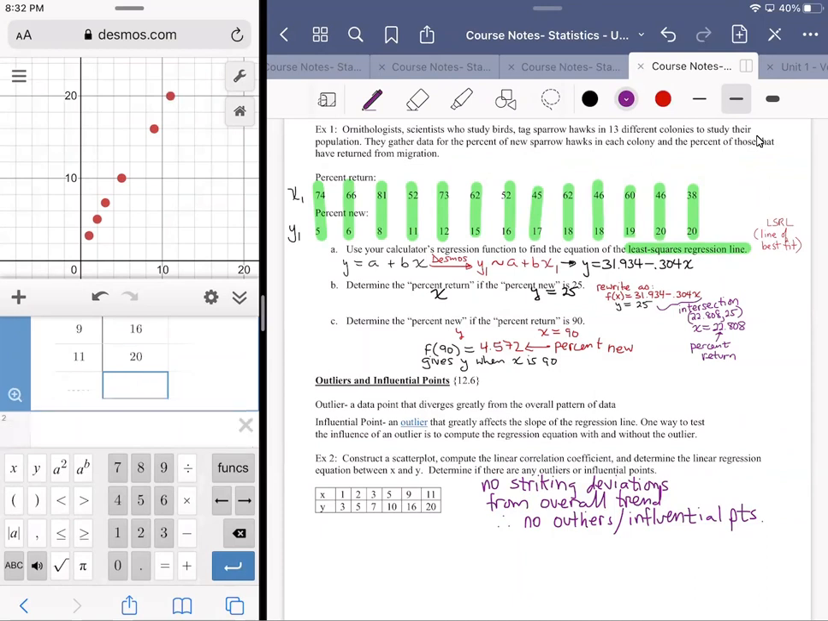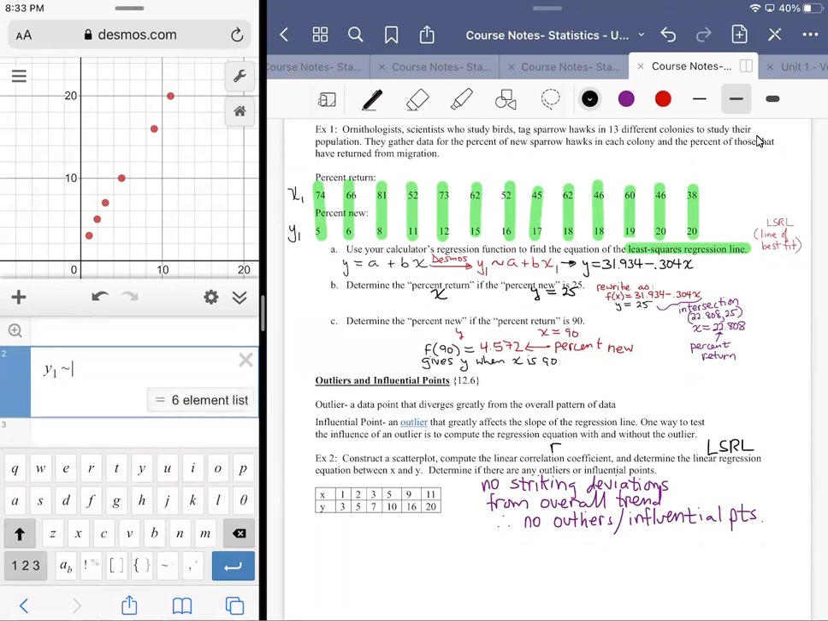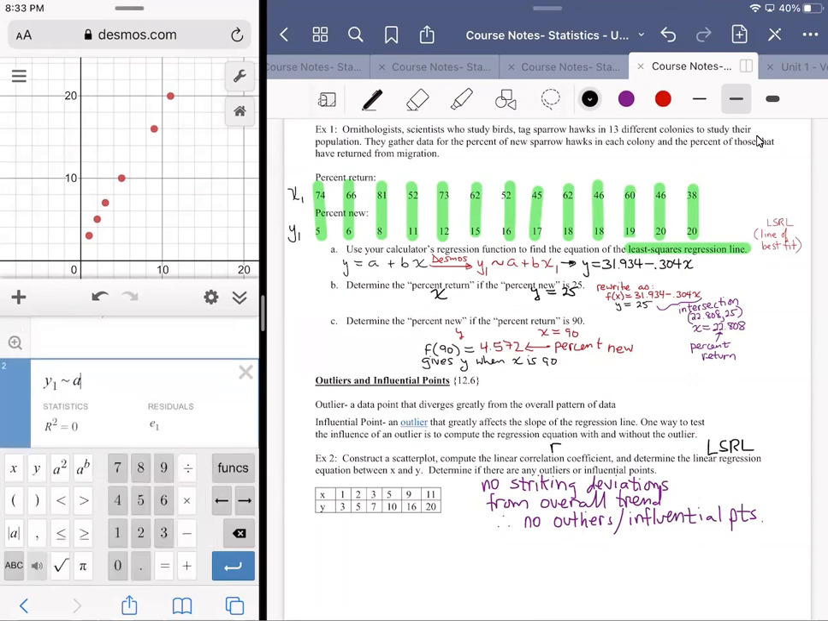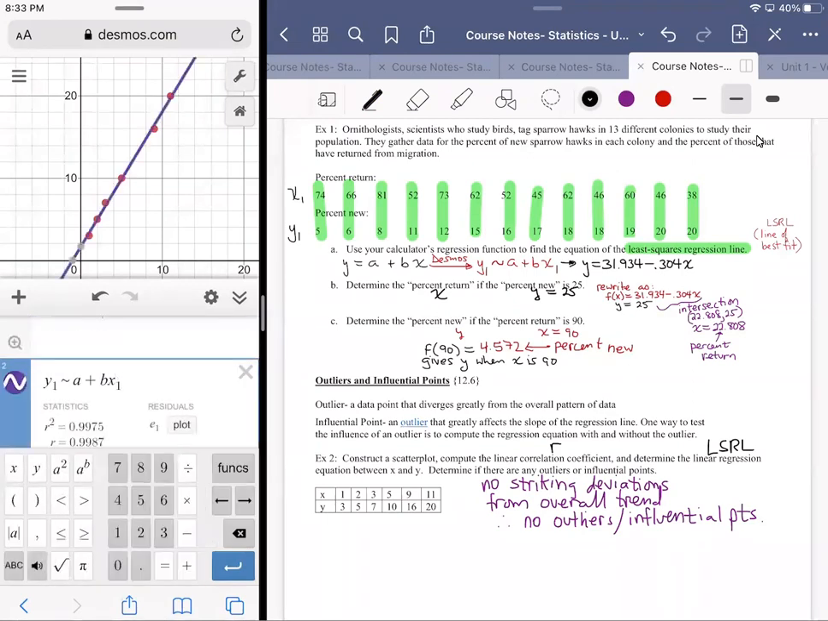Once you've identified that there are no points that are out of whack, then you go right into the process of determining the linear correlation coefficient, which is the R value, and then the regression equation, which is the LSRL. Right, same thing we figured out above. Fortunately, it's the same process we used above. y-hat equals a plus bx.